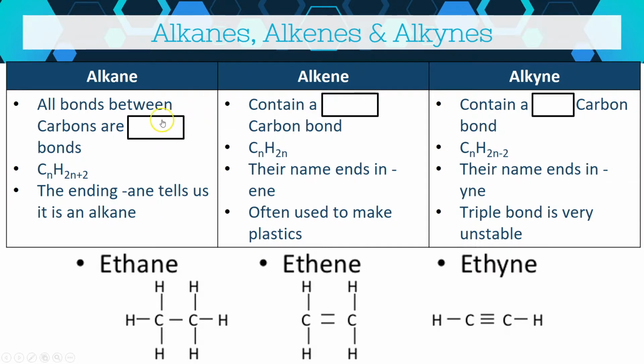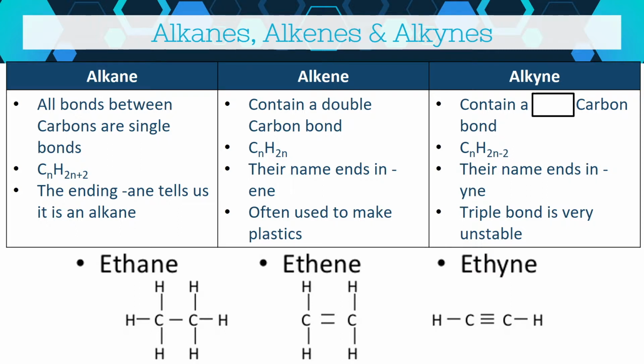If you have an alkane, every single bond between the carbons is a single bond. They're only sharing 1 pair of electrons. There's only 1 bond there. On the other hand, for alkenes, you are going to have a double bond somewhere in there. Now that double bond is not, let me say that again, it is not between carbon and hydrogen. It is between a carbon and another carbon.